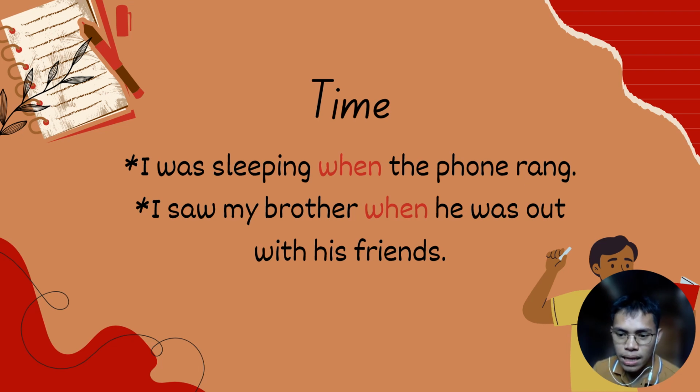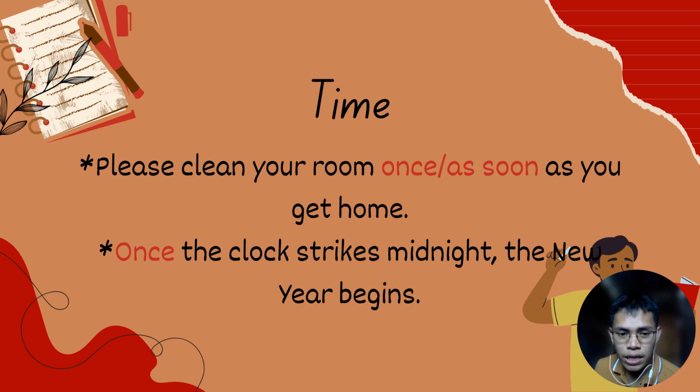So when we are emphasizing that the two actions happened or will happen at the same time or in rapid succession, we use once or as soon as. For instance, please clean your room once you get home. So we are emphasizing here that it should be immediate. And the second example is once the clock strikes midnight, the new year begins.